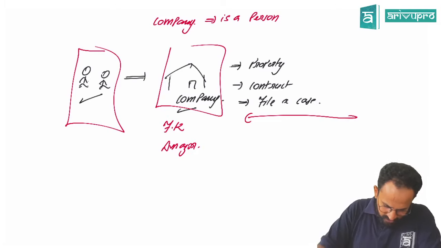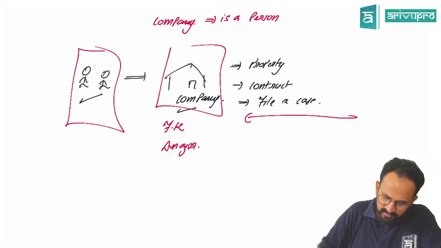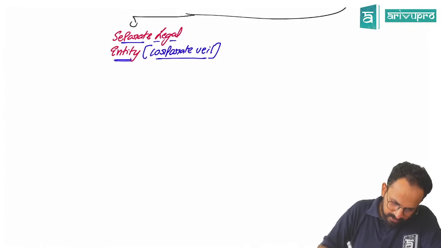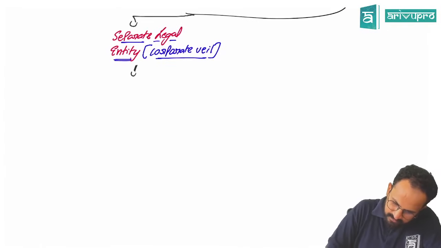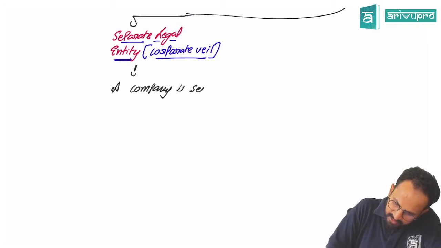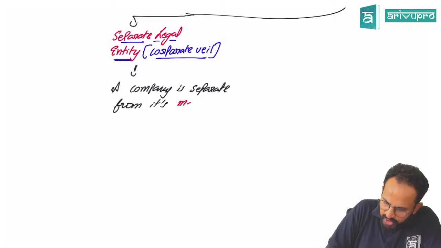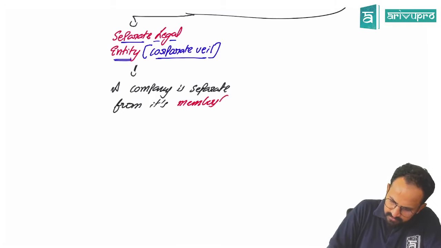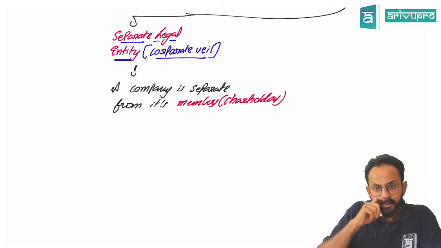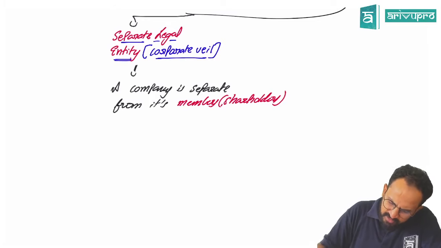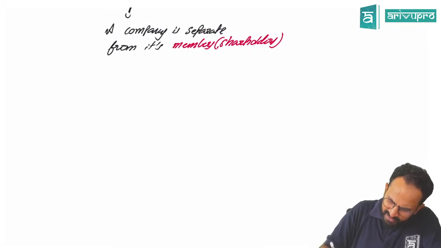Okay, sir, tell us more. Separate legal entity: a company is separate from its members. When I say members, shareholders. Sir, give us some case. That way we will understand it more.